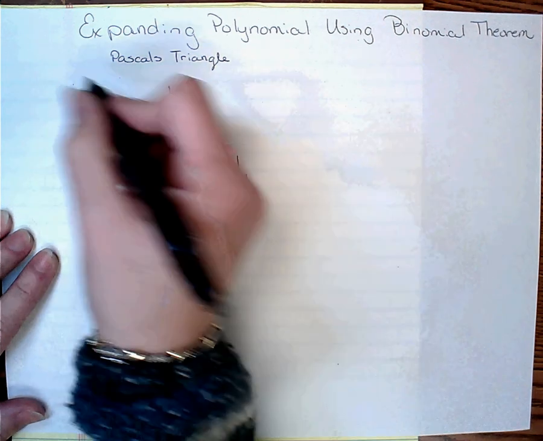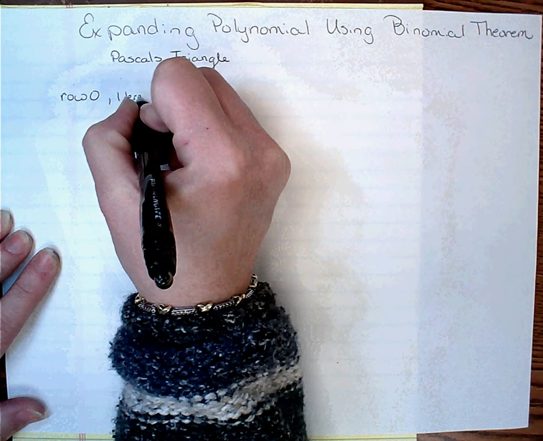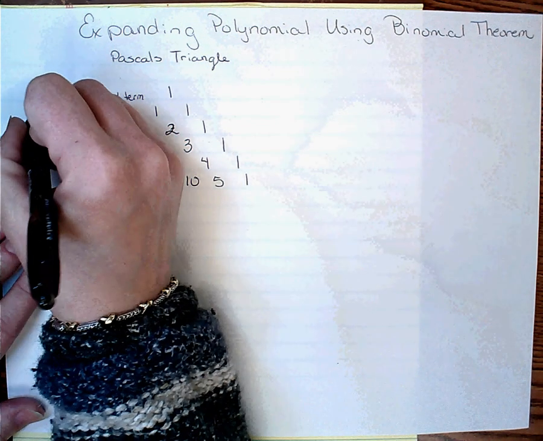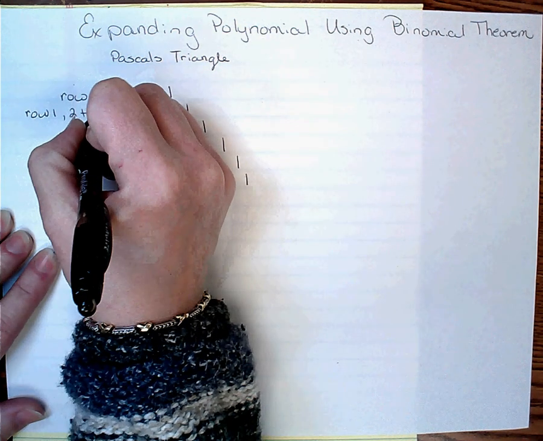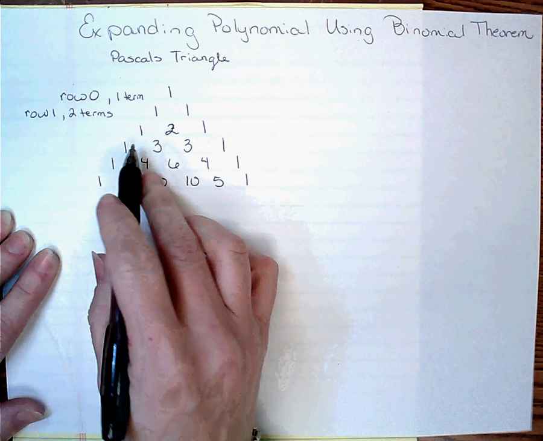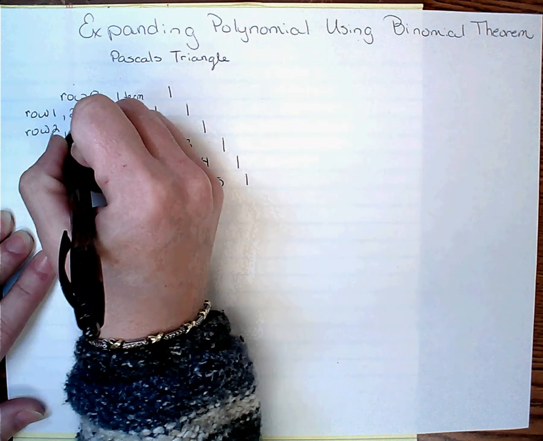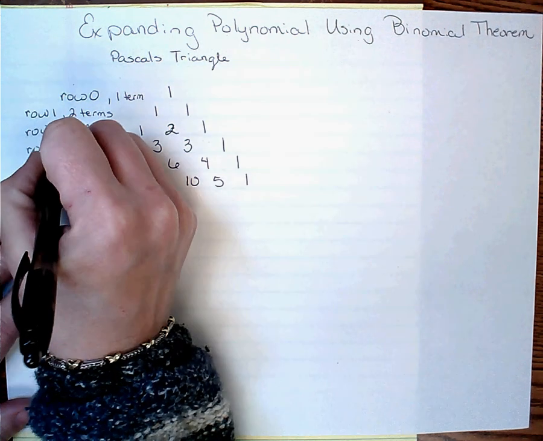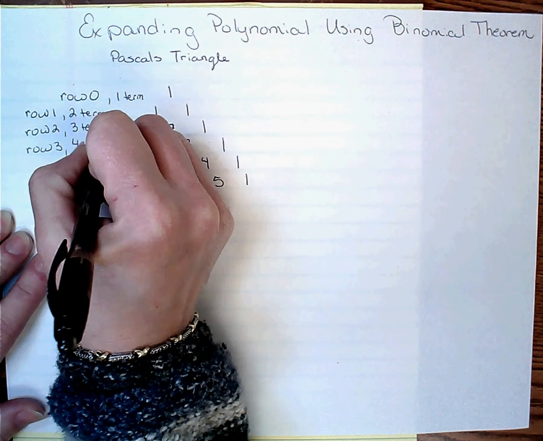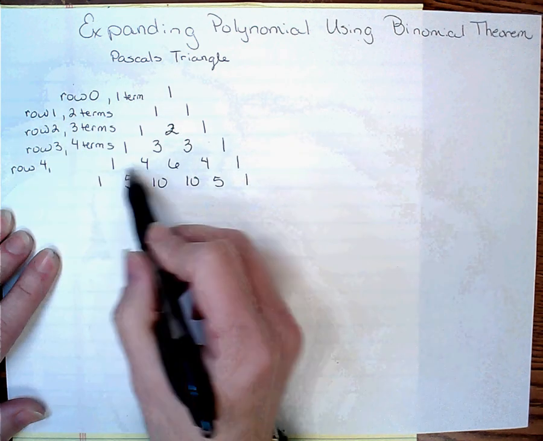Okay, so here, this is going to be row 0, and it has 1 term. This is row 1, and it has 2 terms. This is row 2, and it has 3 terms. Row 3 has 4 terms. Row 4 has 5 terms. 1, 2, 3, 4, 5.